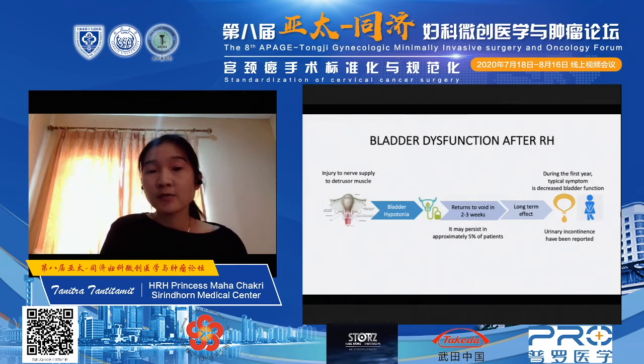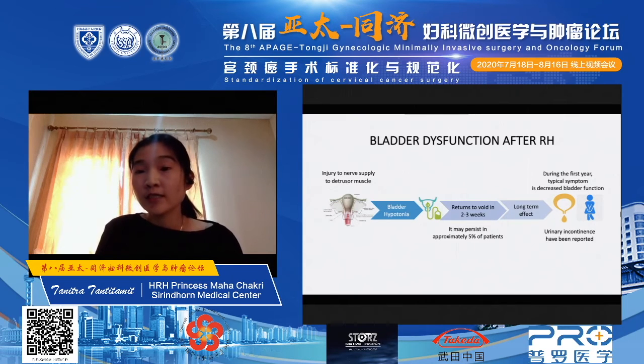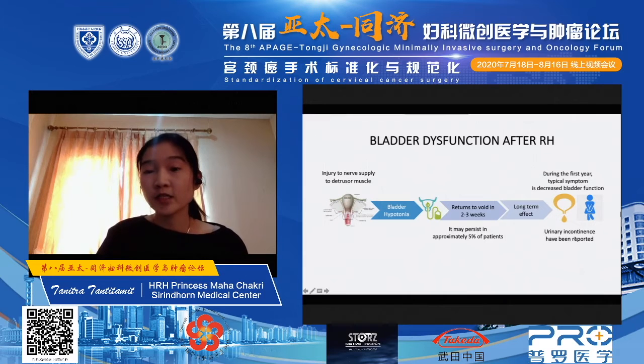Most patients can return to normal within a few weeks, but in approximately 5% of patients this problem may persist for a long term, with long-term effects at 1 year after surgery. Most patients suffer from decreased bladder function, and urinary incontinence, such as urge incontinence, mixed incontinence, or stress incontinence, has been reported.